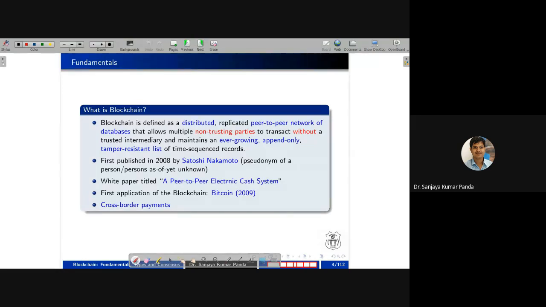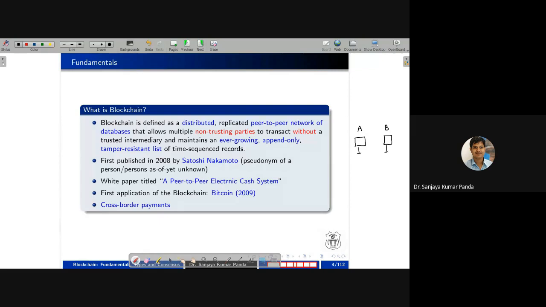So here also you can see it is a replicated peer-to-peer network of databases. A peer-to-peer network means there is no master-slave relationship between different peers. If I consider two different peers, they are not dependent on each other. To achieve a particular goal you require the assistance of both systems, but they are not dependent on each other. Whatever work system A can do, system B is also capable of doing. Alone also they can solve a particular problem.